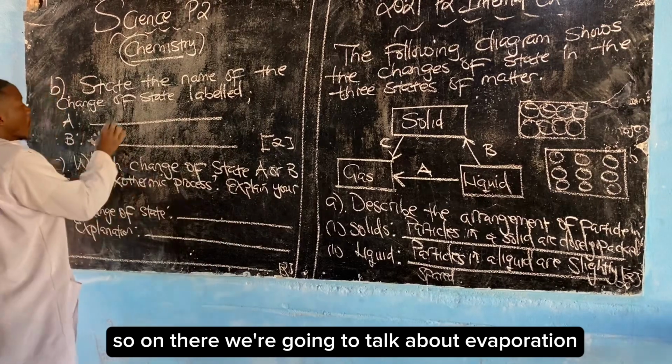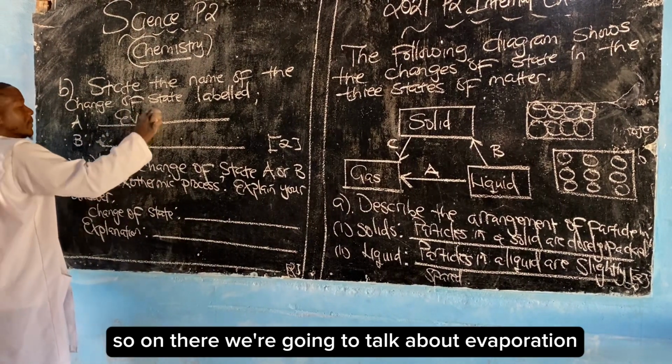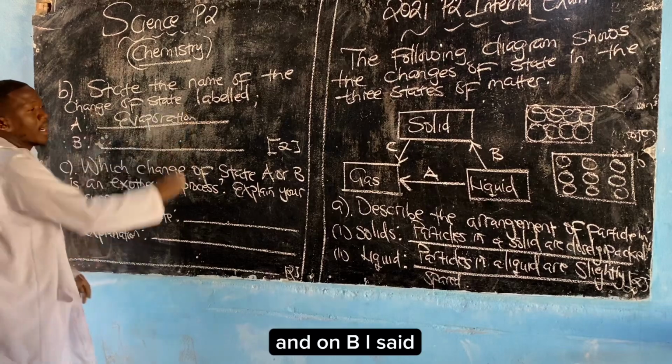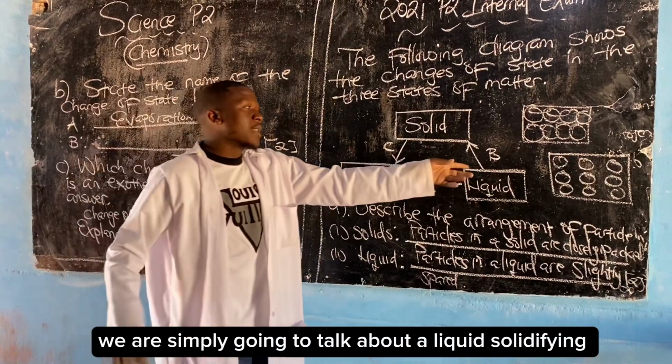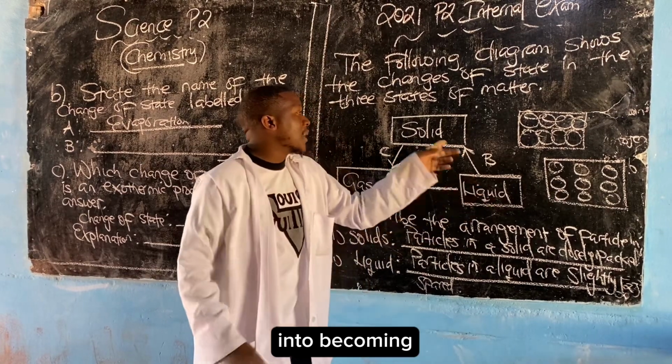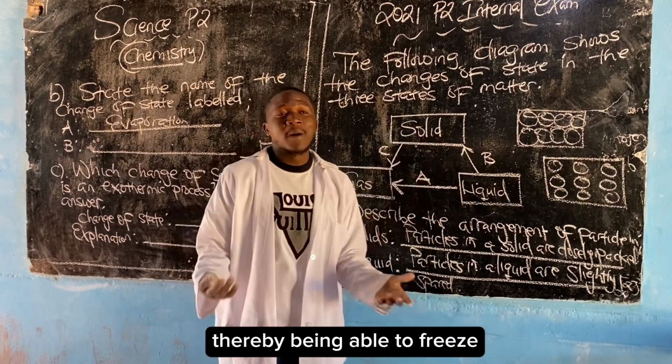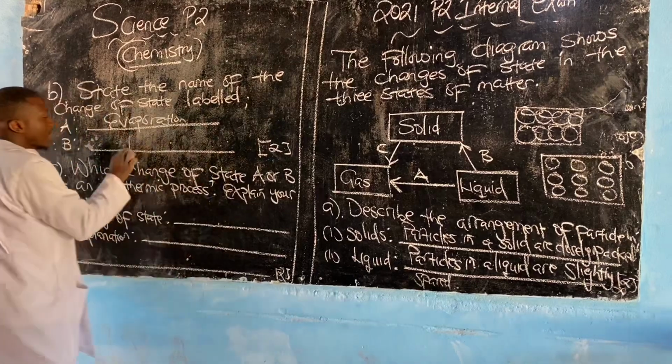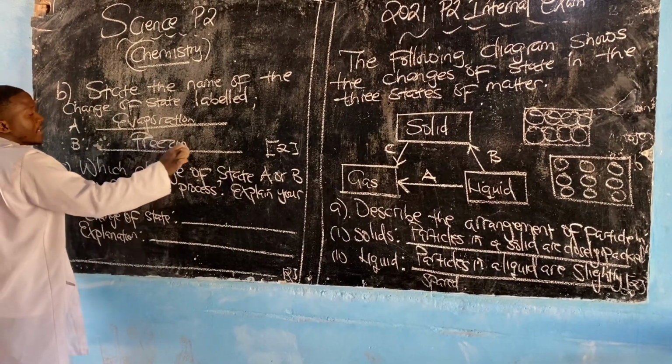So on A, we're going to talk about evaporation. And on B, I said we're simply going to talk about a liquid solidifying, that is, becoming a solid, thereby being able to freeze. So I'm going to say the process here is freezing.